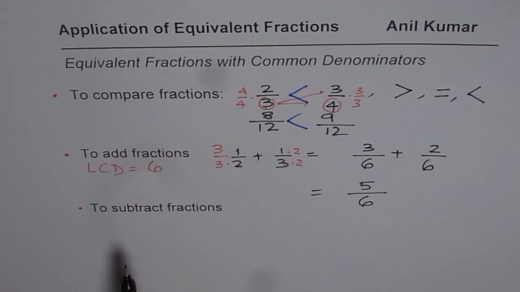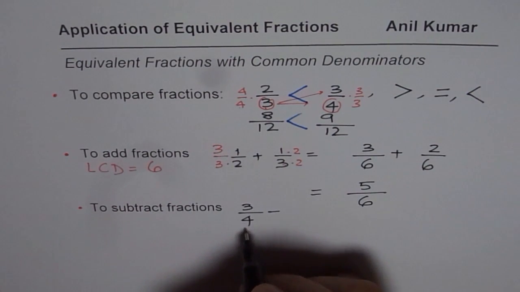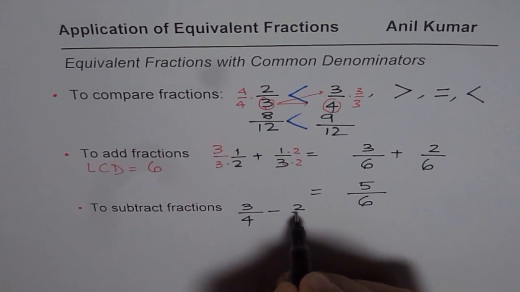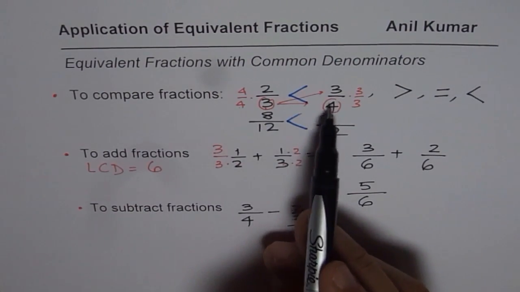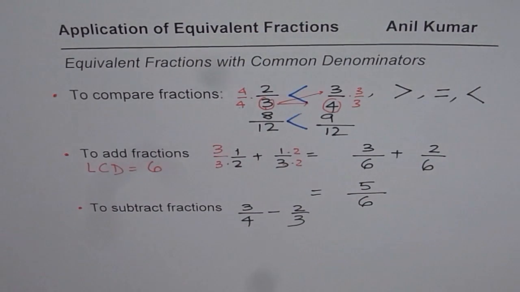Now let's look into the last example, how to subtract fractions which do not have the same denominators. Let me write down one example here for you. Let us say we want to take away some number or a fraction from 3 over 4. Let us say it is 2 over 3, right? So we found that 3 over 4 is greater than 2 over 3. Let us find the difference.